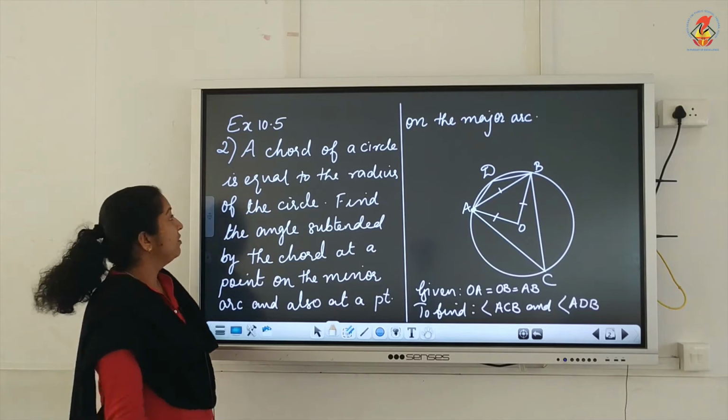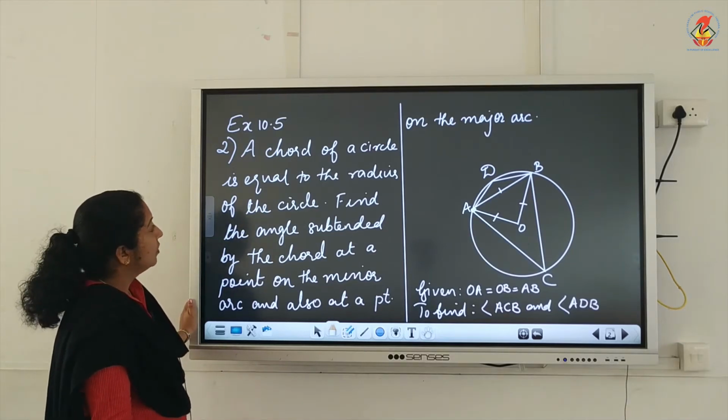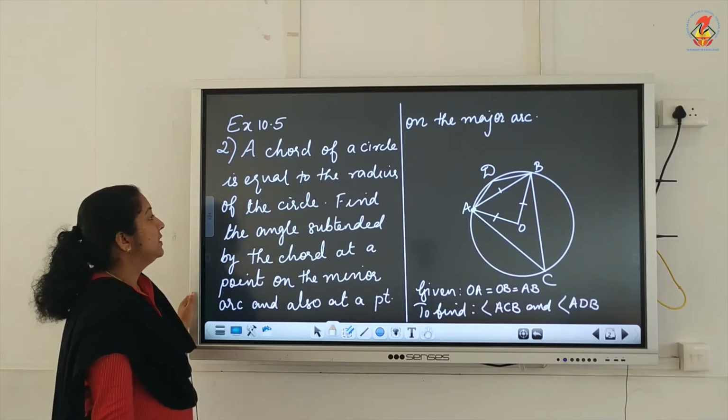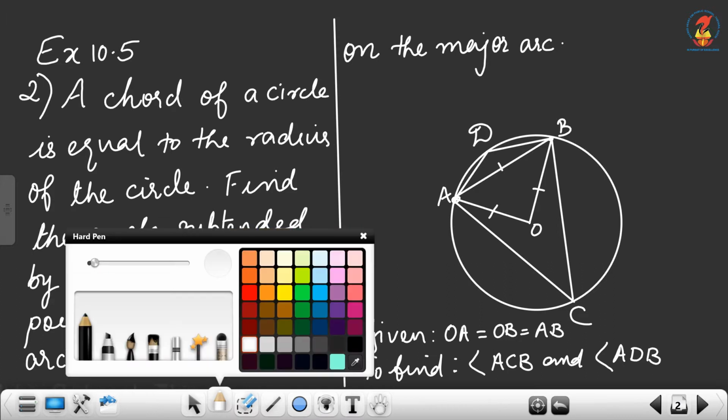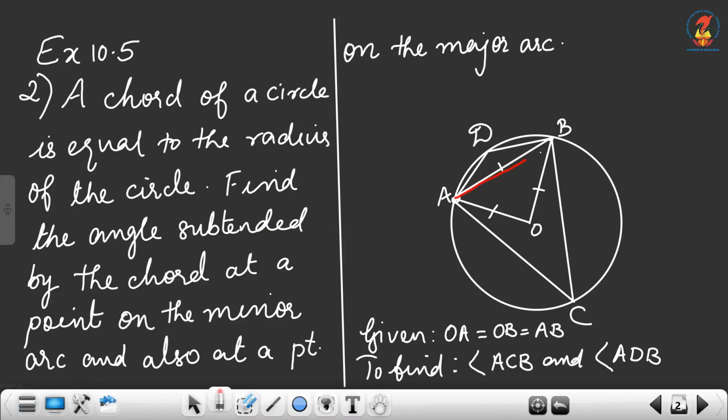Exercise 10.5, question number 2. A chord of a circle is equal to the radius of the circle. Find the angle subtended by the chord at a point on the minor arc and also at a point on the major arc. What is given is a chord of length equal to the radius.